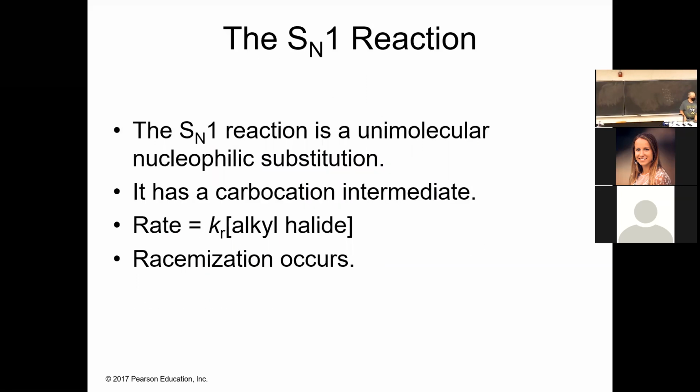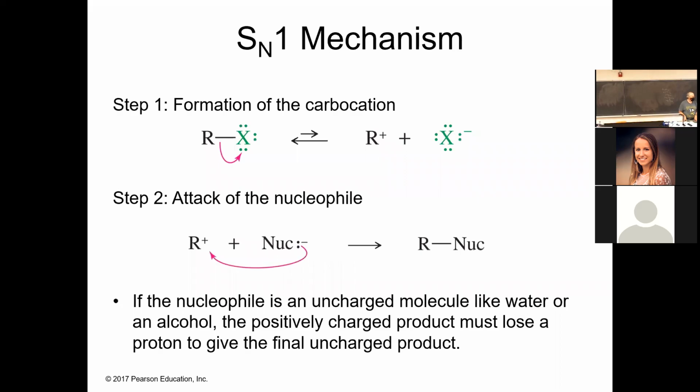The stereochemical change, if there is a chiral center attached to the halogen, racemization would occur. If there's not a chiral center, you wouldn't be able to tell. So instead of a bond forming and a bond breaking at the same time, we have a sequential reaction. The bond breaks between the carbon and halogen, as shown here, and then the nucleophile donates a pair of electrons to the carbocation intermediate to form a bond. So it's stepwise. The SN2 occurs in one step, the SN1 occurs in 2 steps.